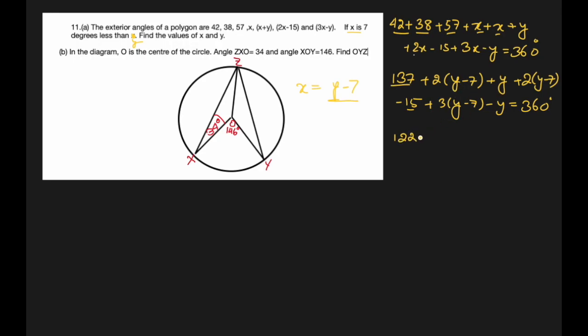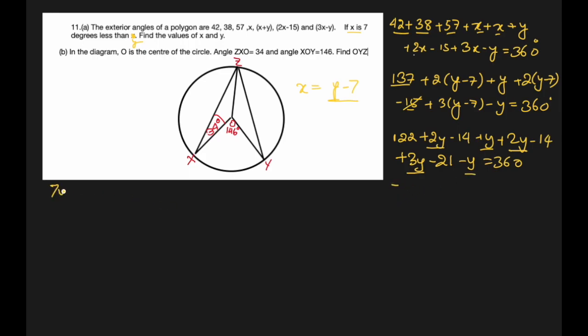And let's open these brackets. 2y minus 14 plus y plus 2y minus 14. 15 is taken care of. So 3y minus 21 minus y equal to 360. Let's add the y's and take these numbers to the right side. So 2y plus y is 3y, 5y, 8y, 7y.